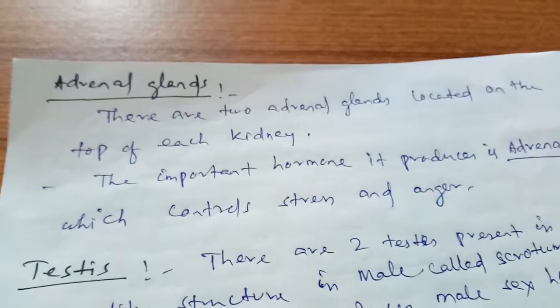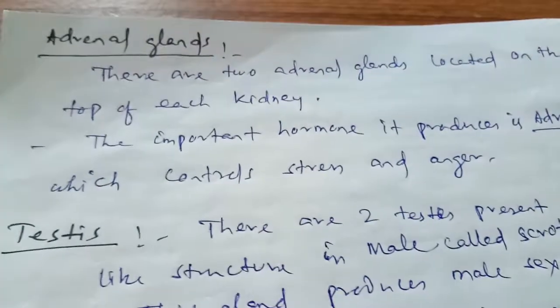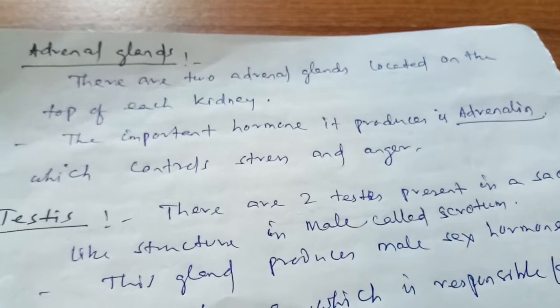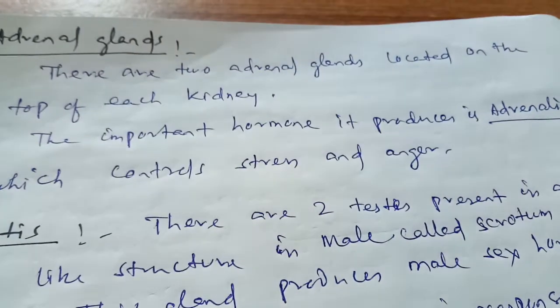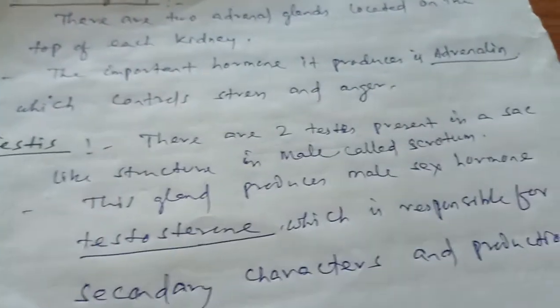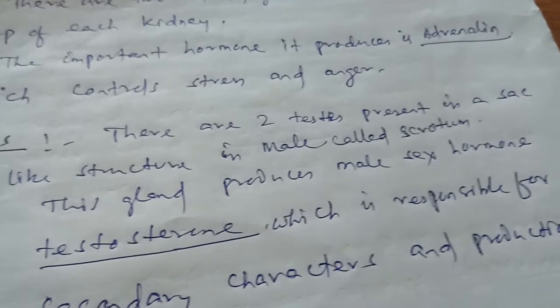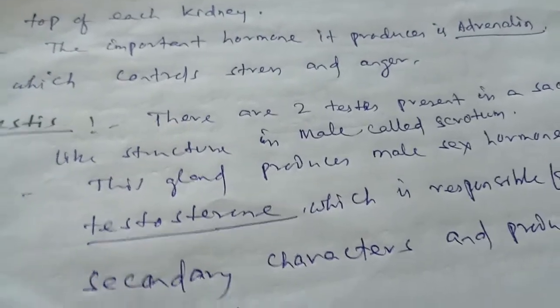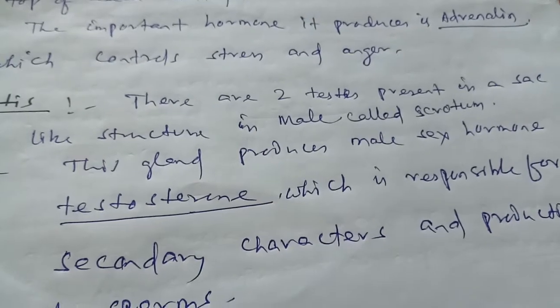Now students, another gland is our adrenal gland. There are two adrenal glands located on the top of each kidney. The important hormone it produces is adrenaline, which controls stress and anger. Testes, similarly: there are two testes present in a sac-like structure called the scrotum in males. This gland produces the male sex hormone, testosterone.